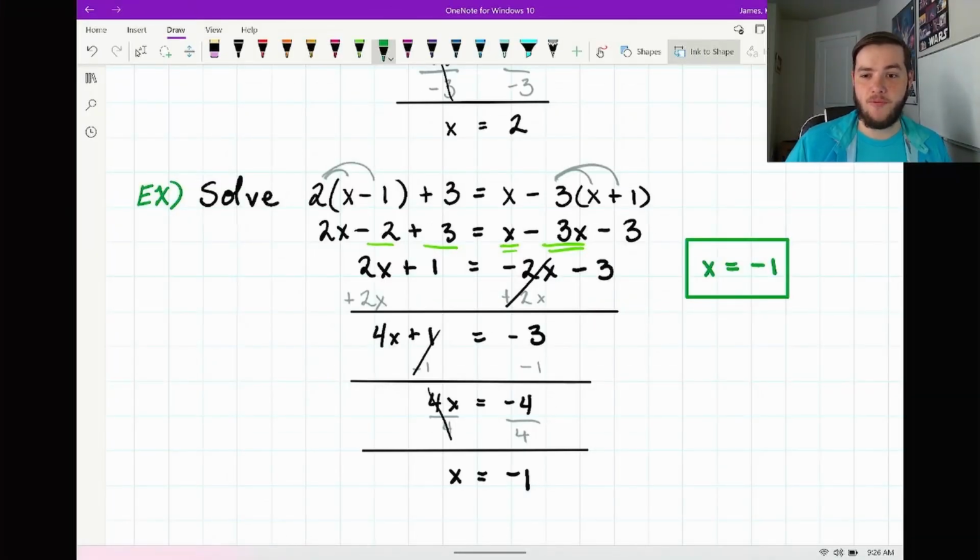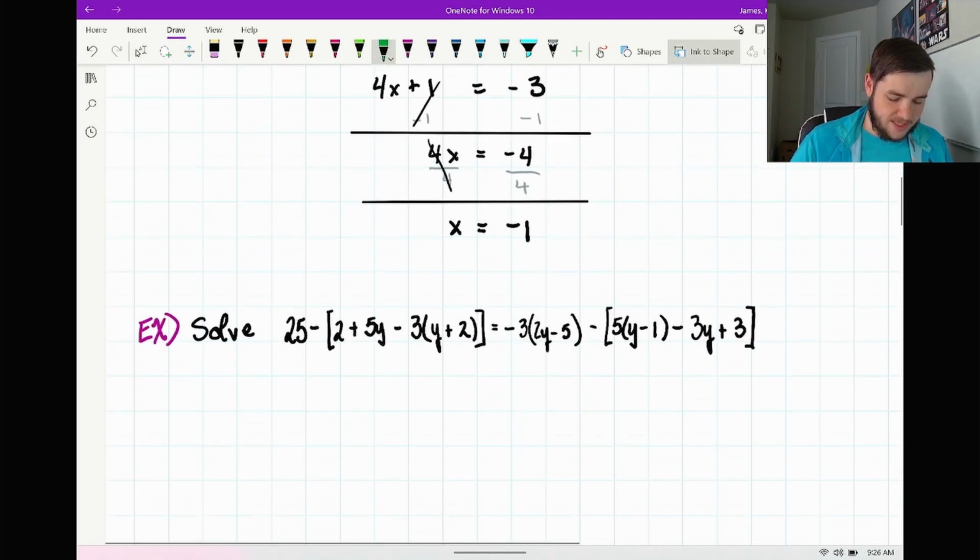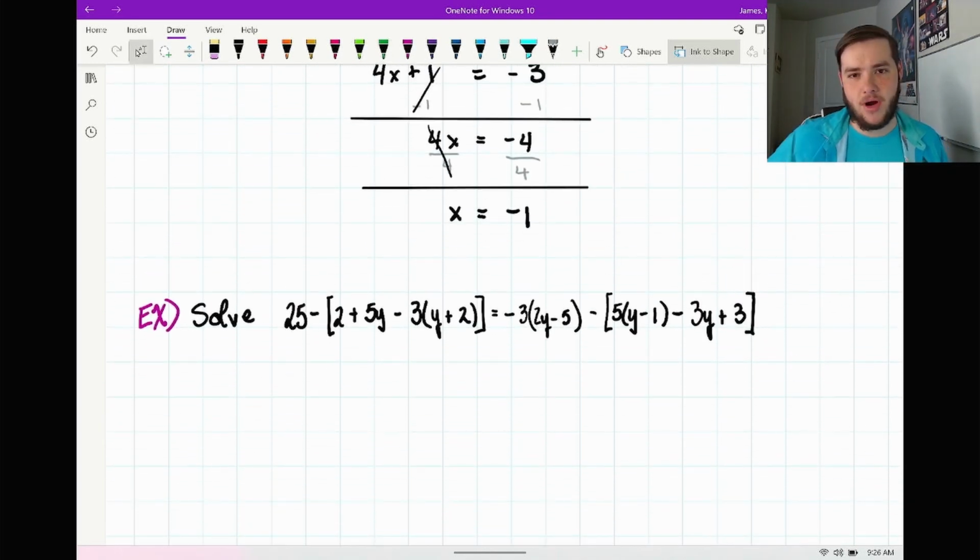So as you can see, we first fully simplified both sides, and then we just moved all of the x's to one side before continuing. Try using that same strategy on this problem. Now this one looks a little bit scary because I've got those brackets in there, those square brackets, but really those mean the same thing as parentheses. It's just good form to alternate between them so that it's easier for the reader to see where the different sets of parentheses start and end.